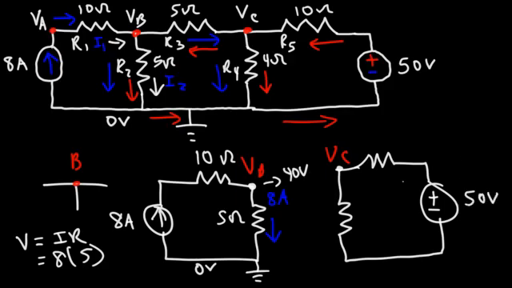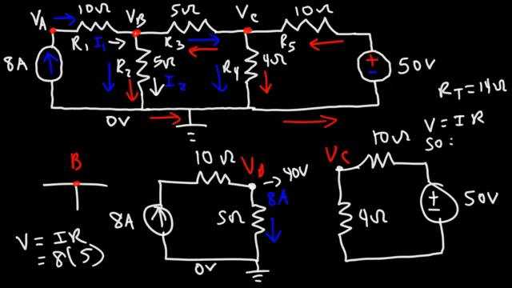Now, let's focus on the circuit on the right side. We have a 50 volt voltage source, a 10 ohm resistor, and a 4 ohm resistor. Those two resistors are in series, so the total resistance is 14 ohms. We need to calculate the current in the circuit. So using V equals IR, the voltage across those two resistors is 50, and those two resistors add up to 14. So the current in the circuit is going to be 50 divided by 14, which gives us a current of, I'm going to write it here, 3.571 amps.